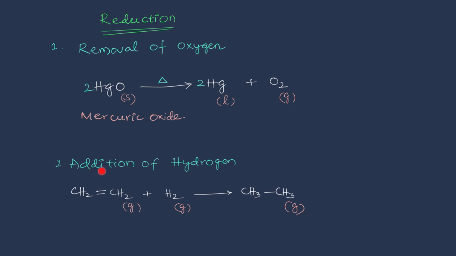Second one, addition of hydrogen. The removal of hydrogen is oxidation. Now addition of hydrogen is reduction. Here C2H4 has 4 hydrogens. After addition of 1 and 1, it becomes CH3, that is called C2H6. This can be written as C2H6, its name is ethane. So this reaction is also known as a reduction. Addition of hydrogen is a reduction.